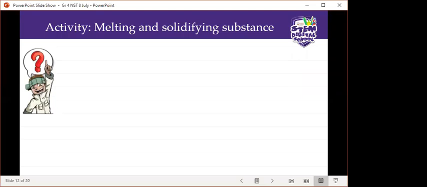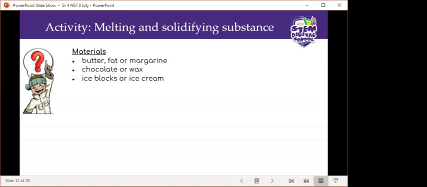And then we have another activity. In this activity, we'll be looking at melting and solidifying a substance. The materials we're going to need are butter, fat, or margarine, chocolate, or wax, and ice blocks or ice cream. But we will be using butter, chocolate, and ice blocks.